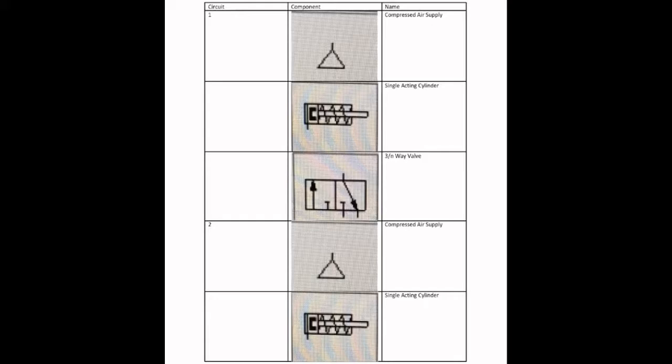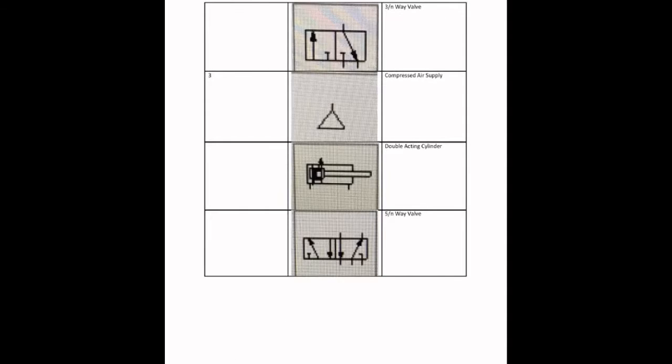And for circuit number 2, we can see the first component is compressed air supply, and the next components are single acting cylinder and 3-way valve. For circuit number 3, we have compressed air supply, double acting cylinder and 5-way valve.